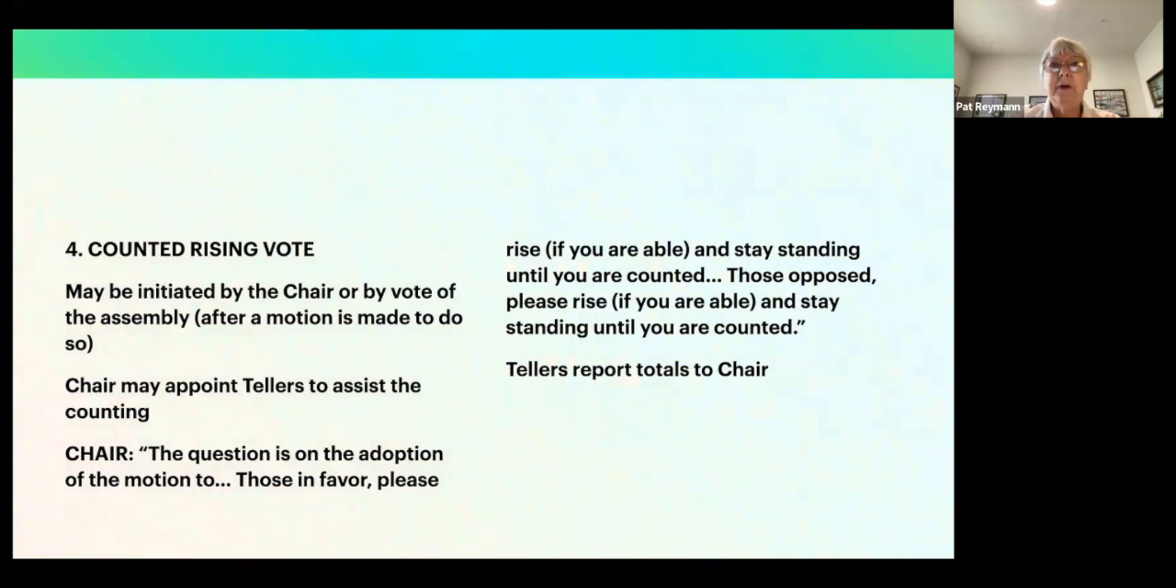The chair can authorize it, or if somebody else from the membership wants to authorize it, then you have to ask the permission of the assembly. If you have a sizable group, it's a good idea for the chair to appoint tellers to assist in the counting. The chair would then say, the question is on the adoption of the motion to do such and such. Those in favor, please rise if you are able, and stay standing until you are counted.